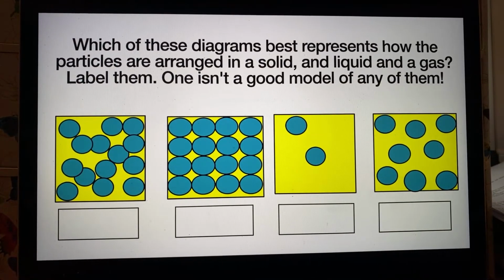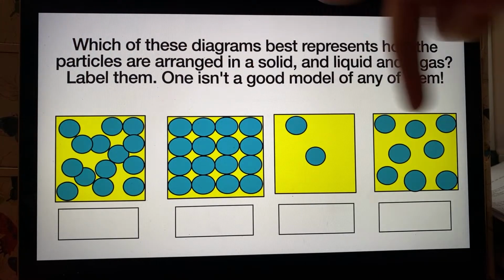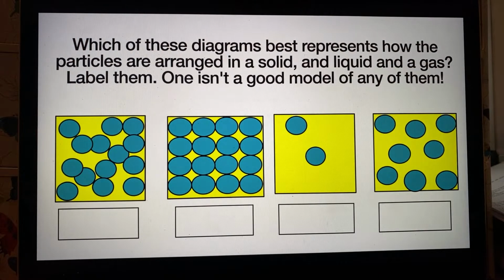So let's do that. Just a quick quiz. Some of you will know this already, but if you don't know, you have to know it for today. So let's go through it. You've got 4 little diagrams here, boxes with just balls in. We'll talk about atoms in another module, but for now, these are all particles, okay? Can you please tell me which one of these images best represents how the particles are arranged in a solid and a liquid and a gas?